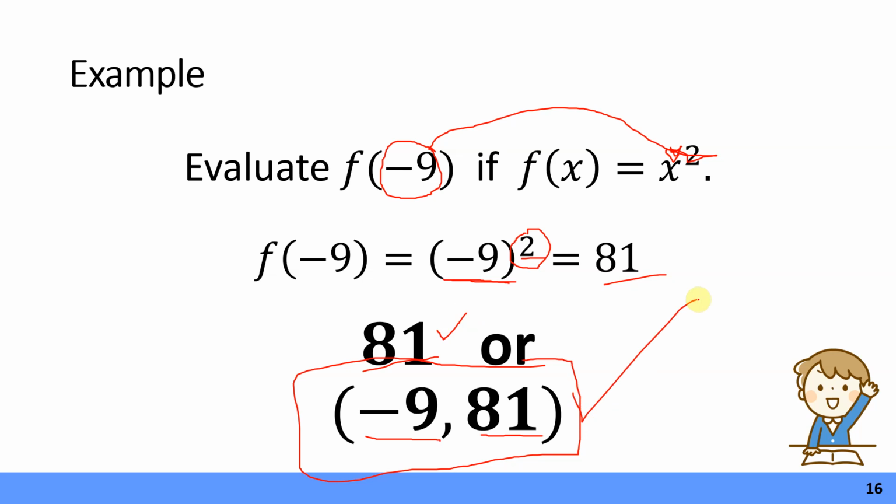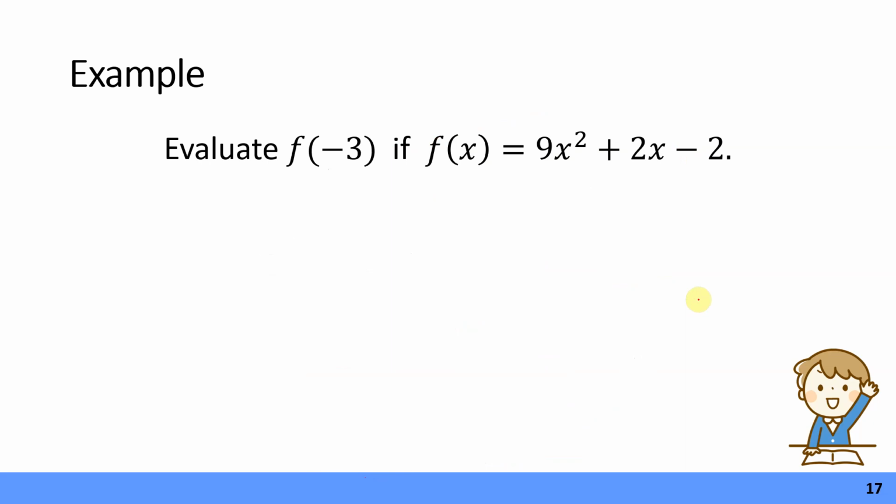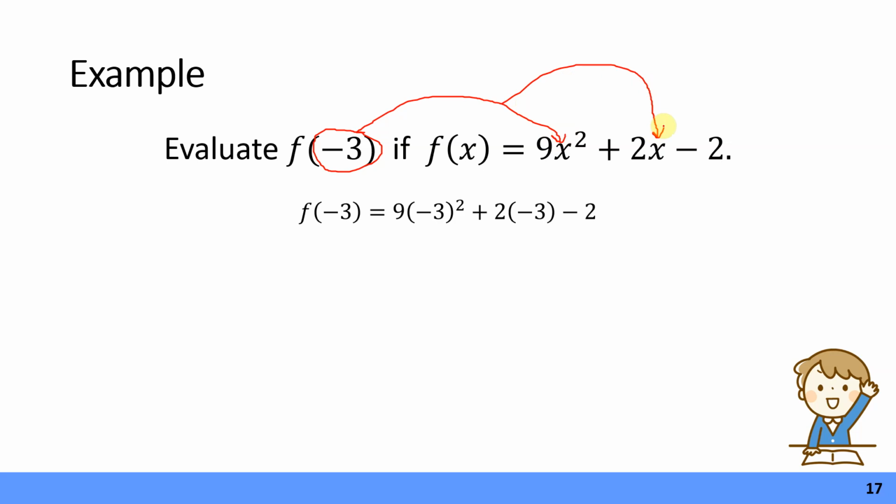Okay, so let's go ahead and try a few more. Evaluate f of -3, and I give you the equation. Again, all you have to do is put the -3 on the x. But keep in mind here, this function has two x's, so you're going to have to replace it on both of them. And again, make sure you put it or substitute with parentheses.